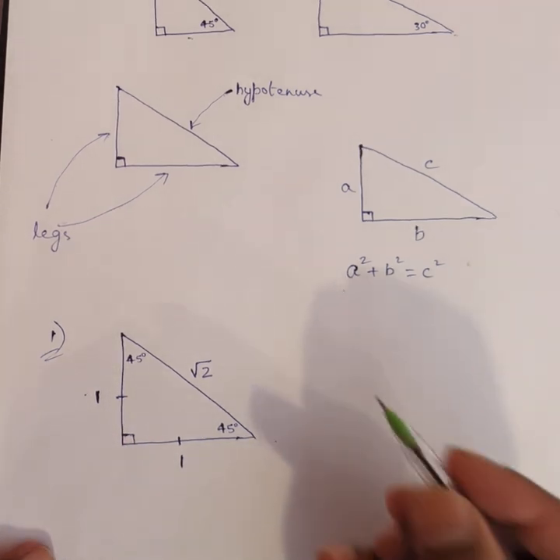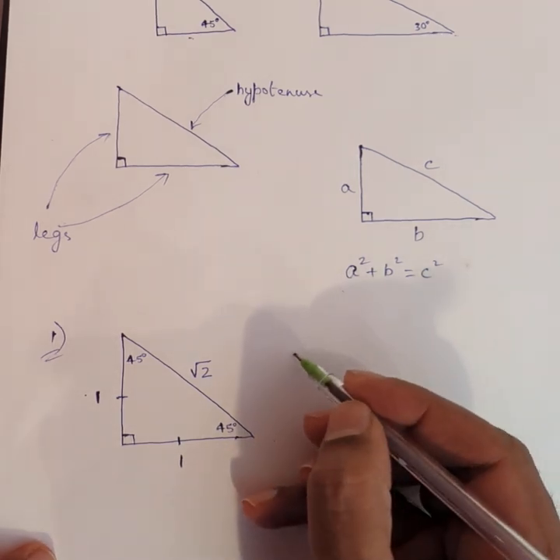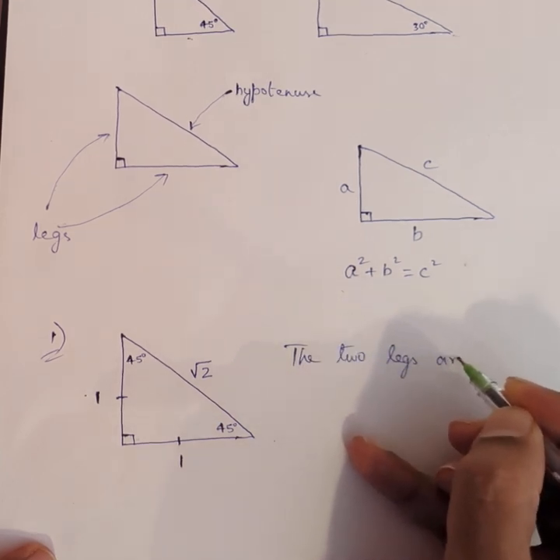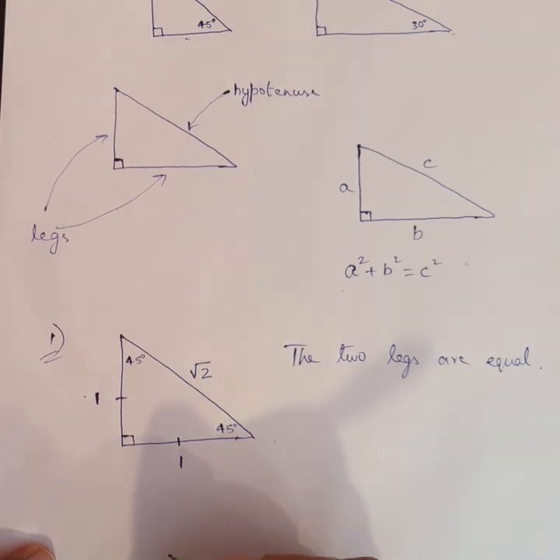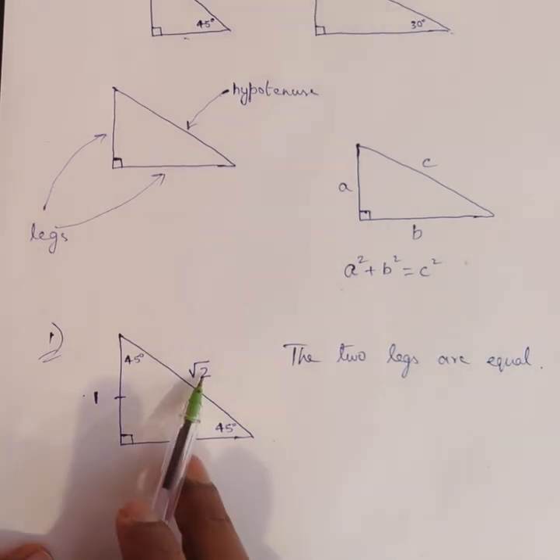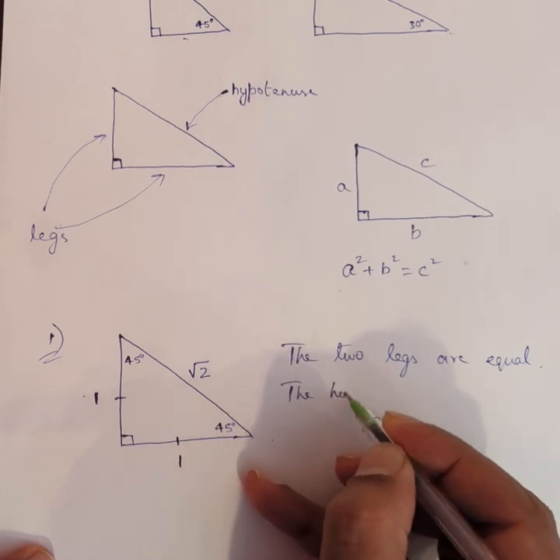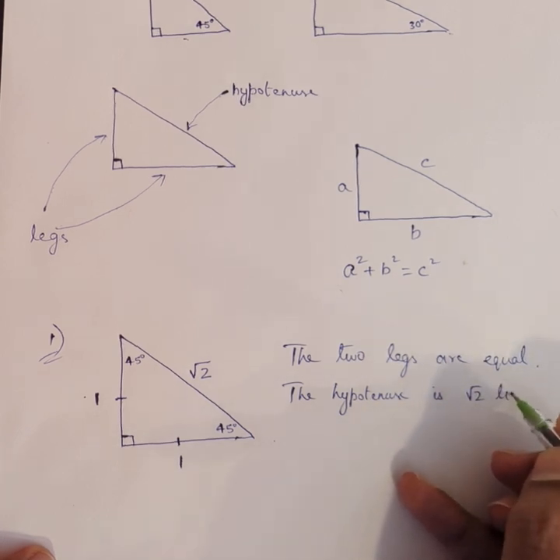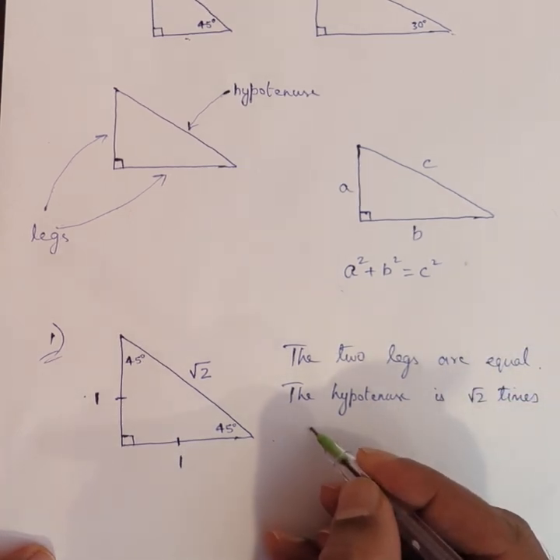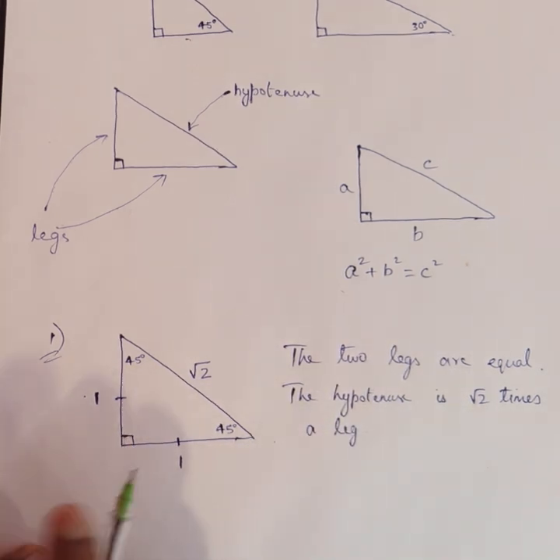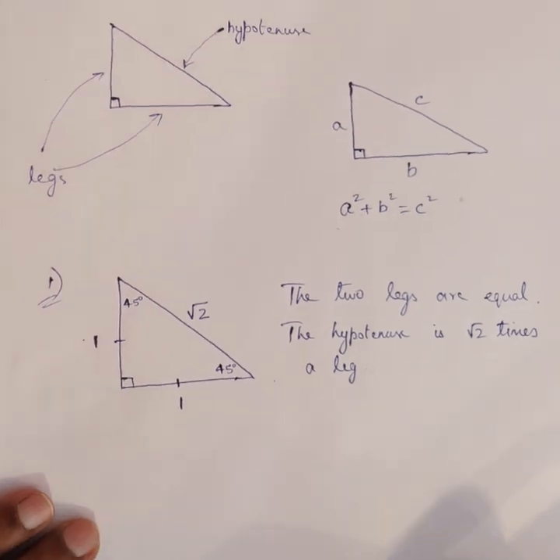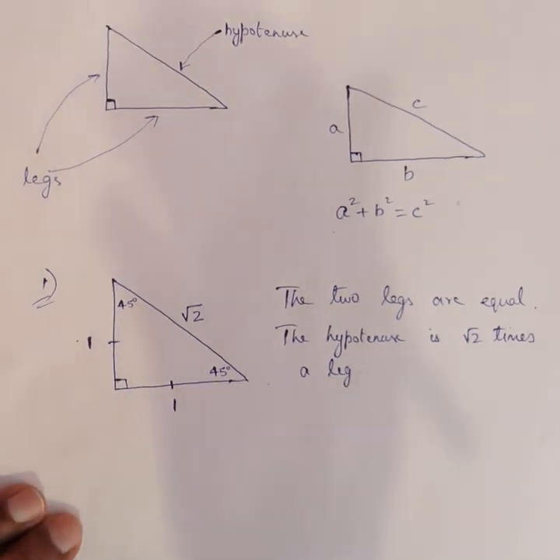The way I want to say it in words is, in the first special right triangle, the two legs are equal. And the other note I want to make is that the hypotenuse is root 2 times a leg, and you can multiply by either of these legs. They are the same. So this is the first characteristic of the first special right triangle: the legs are equal and the hypotenuse is root 2 times as big.